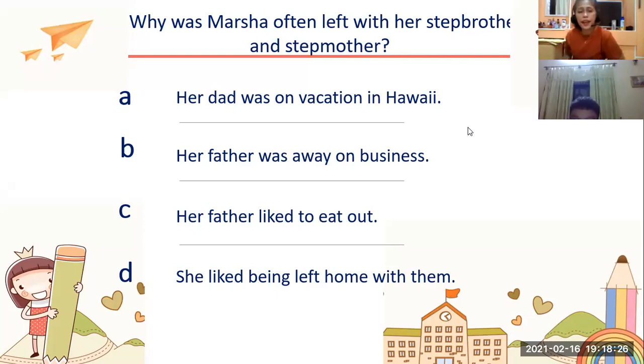Okay, so again, why was Marcia often left with her stepbrother and her stepmother? Her father was away on business. Okay, her father was away on business. Very good. Next.